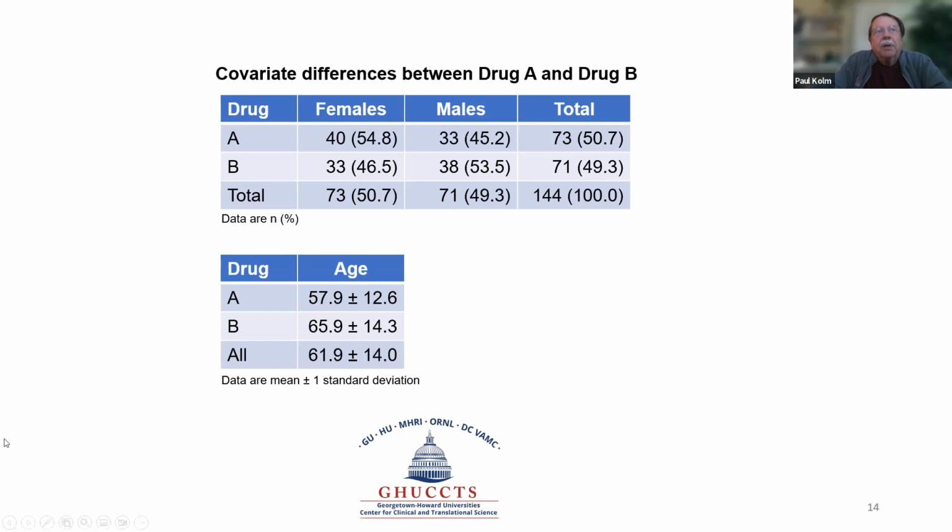But the big one that we see here, or the most important one we see, is the difference in age between the two groups. Drug B is about 8 years older on average than the patients in drug A. So that sort of would clue us to that probably age may be an important or a confounding factor.